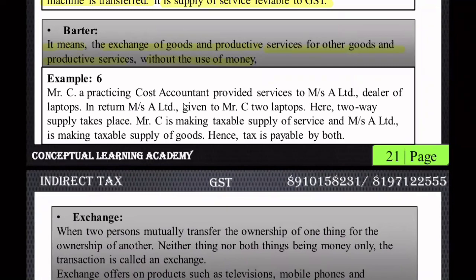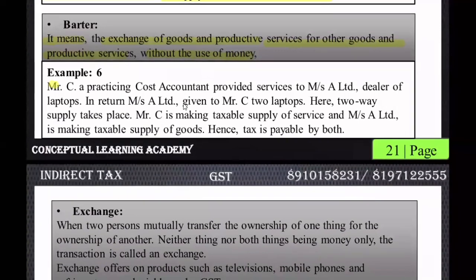Now see this example. Mr. C is a practicing cost accountant who provided services to Messrs. A Limited. Messrs. A is a dealer of laptops. In return, Messrs. A Limited gave Mr. C 2 laptops. Don't you think that in place of money, something else has been transferred? Now just imagine. Reading anything, you have to imagine as well.